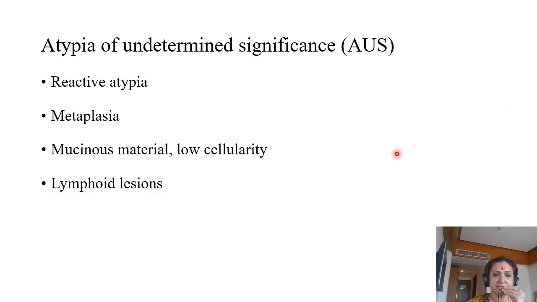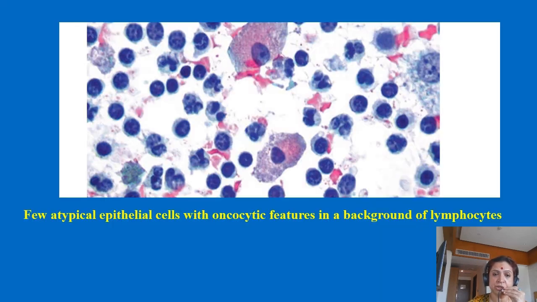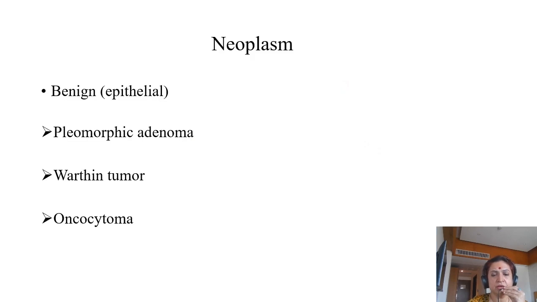Atypia of undetermined significance can be a reactive atypia due to metaplasia, mucinous material, and with low cellularity, it can be lymphoid lesions. So herein you see few atypical epithelial cells with oncocytic features. You can't categorize it. You can't definitely say it is a neoplasm or not, and you put it under this category. Now going to neoplasm, benign neoplasms like pleomorphic adenoma, Warthin tumor, oncocytoma, usually you can give a clear diagnosis in FNAC.